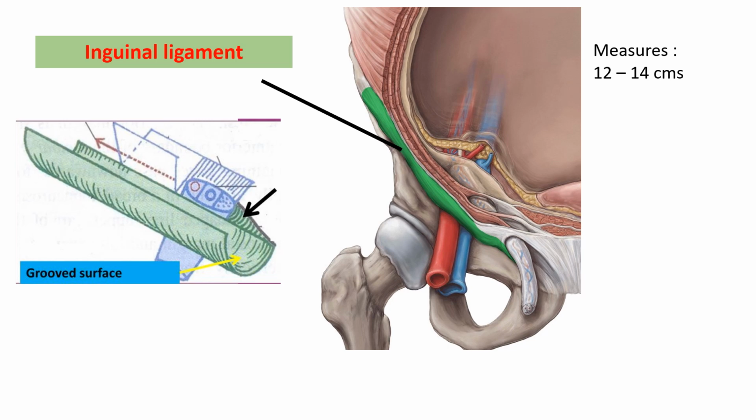So you can see the floor is grooved, and it is contributed by two structures: the grooved upper surface of the inguinal ligament and the lacunar ligament, which is the continuation of the attachment of the inguinal ligament itself.